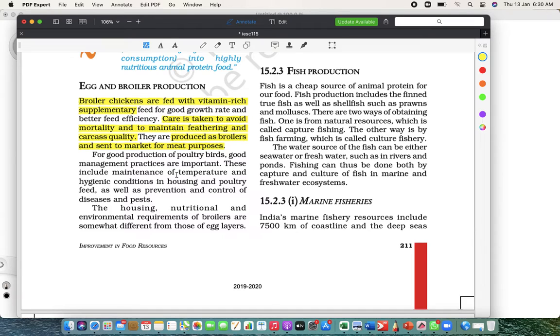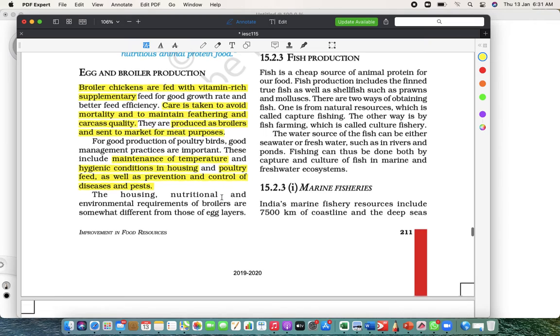For good production of poultry birds, good management practices are required, including maintenance of temperature. If the temperature is too low, they will die. If the temperature is too high, they will die. Hygiene: as with animal husbandry like cow and buffalo, here also the urine smells a lot, and from there the maximum diseases they will get. So the place where they are kept has to be hygienic. Poultry feed as well as prevention and control of pests and diseases are also kept in mind, right?